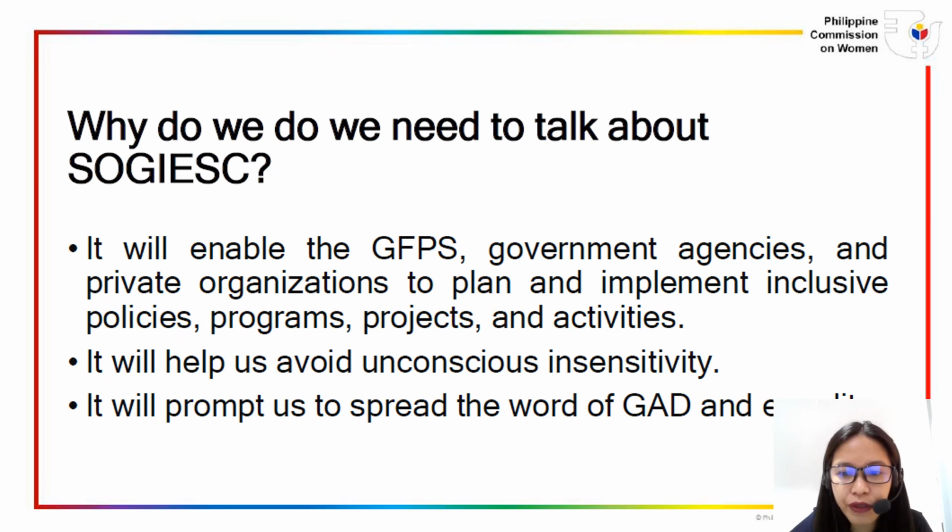Furthermore, PCW tells us that talking about SOGIE-SC will help us avoid unconscious insensitivity toward a certain person, because we now know that there are really different types of people, and there are differences when it comes to heart, our brain, our body, as well as our sex characteristics. And so we become sensitive to what they need and what they act upon, because we know that they're different from us.